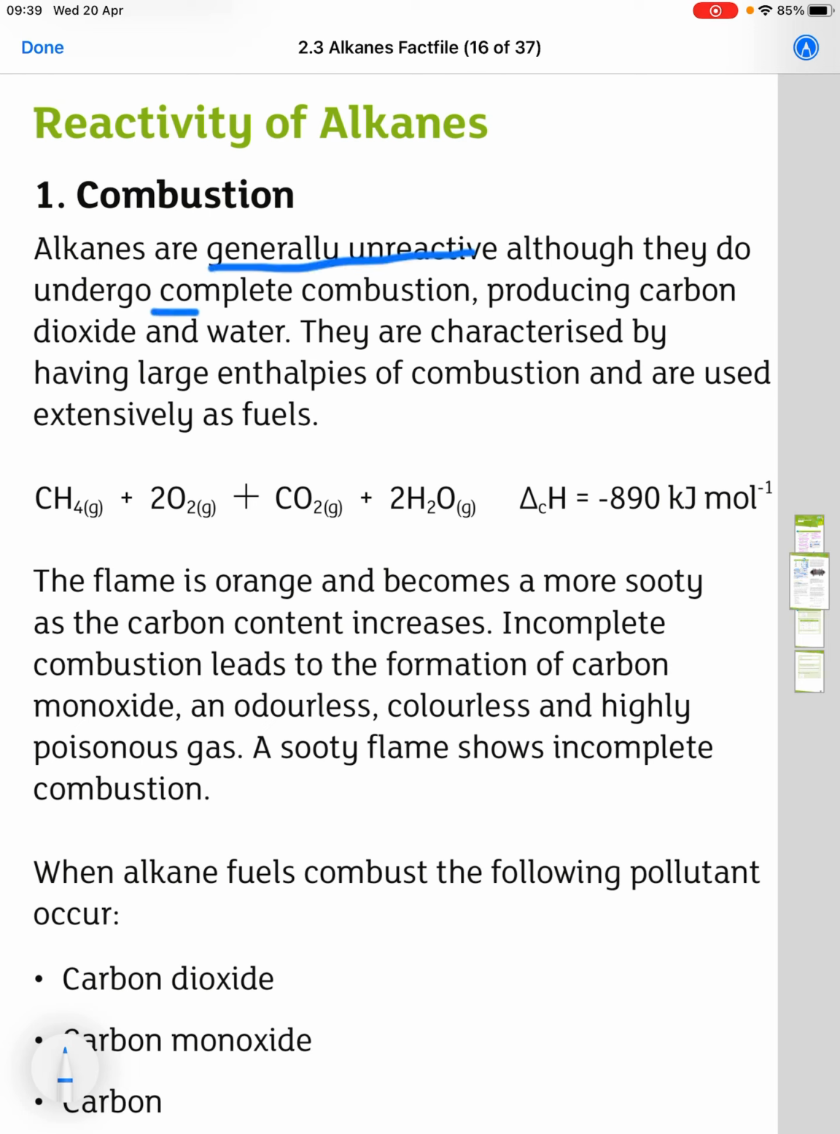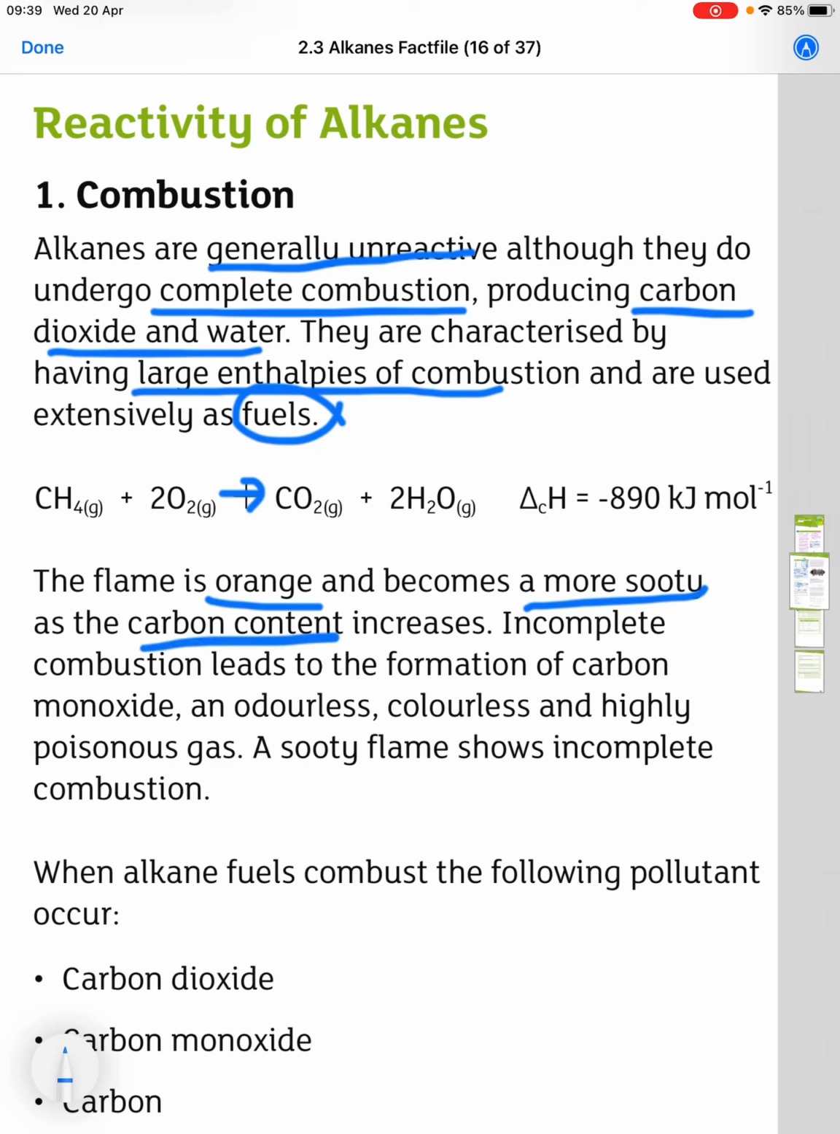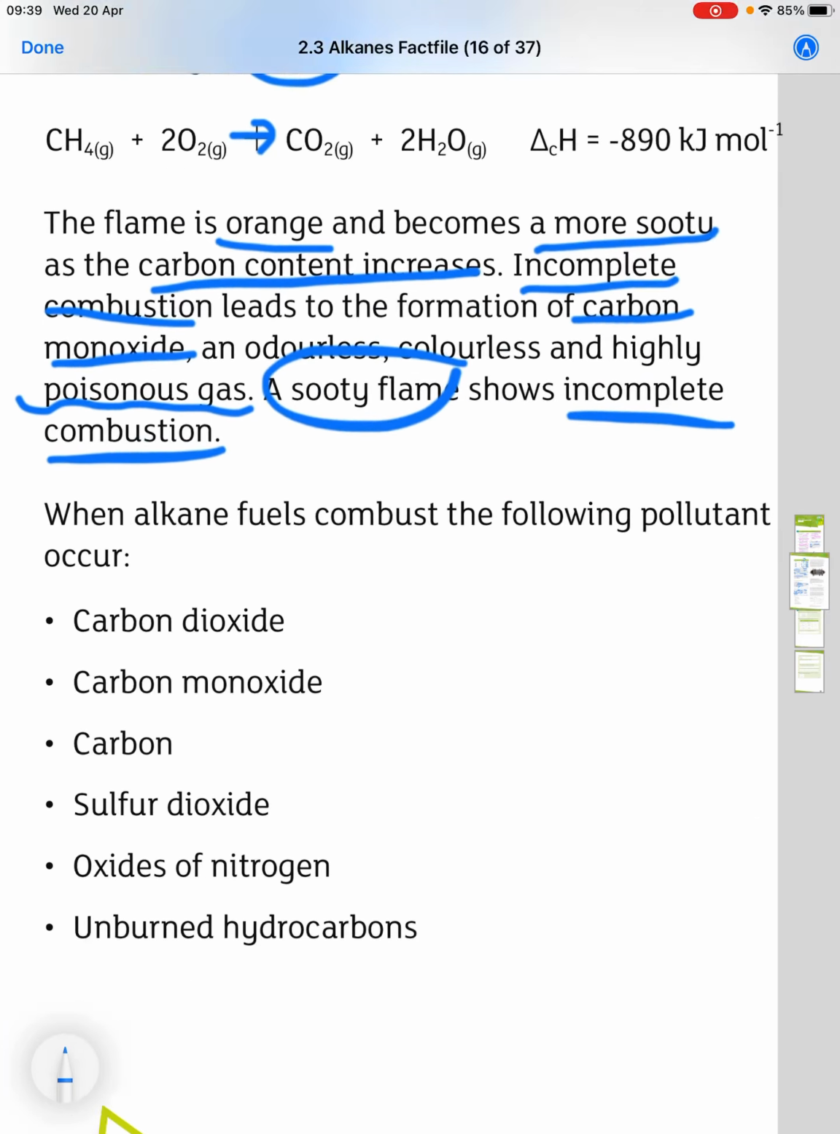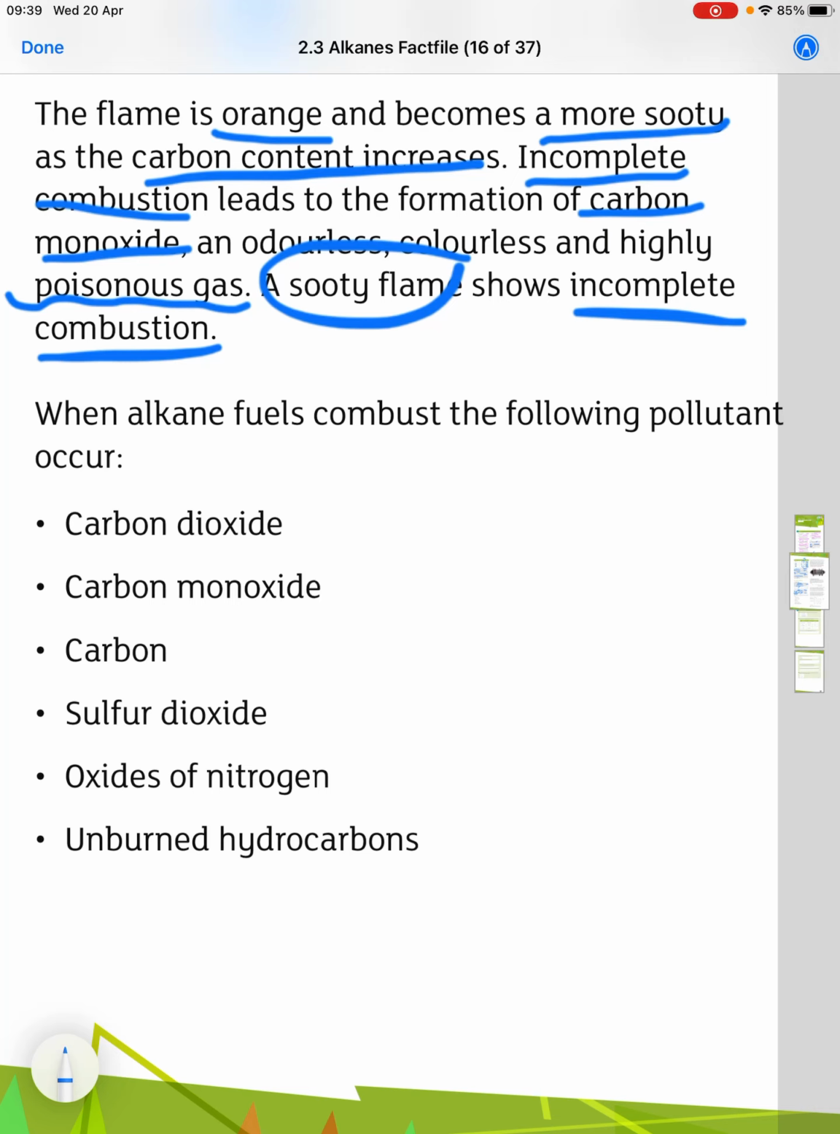When we look at reactivity of alkanes, first we look at combustion. They're generally unreactive, although they do undergo complete combustion, producing carbon dioxide and water. They're characterised by having large enthalpies of combustion and are used as fuels because of this. And we see here the example of methane reacting with oxygen to give us carbon dioxide and water. You need to be able to balance equations for complete combustion of the alkanes. The flame is orange and becomes a more sooty flame as the carbon content increases. Incomplete combustion then leads to the formation of carbon monoxide, which is odourless, colourless and poisonous. And a sooty flame shows incomplete combustion.